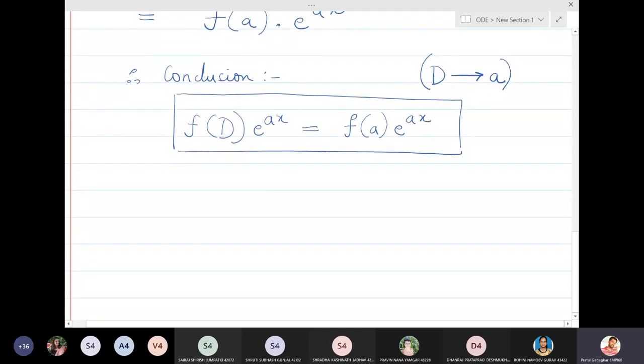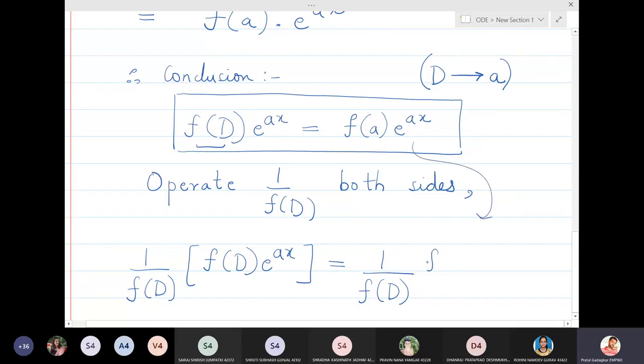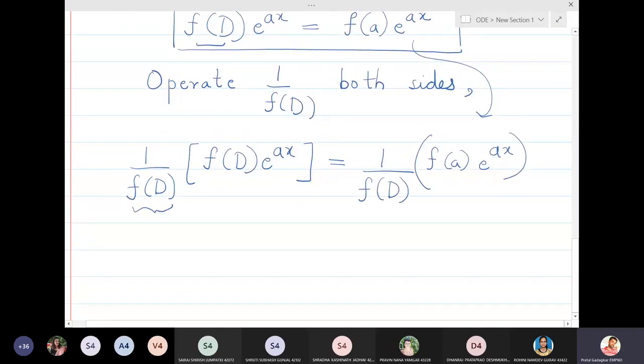Now I will operate 1 upon f of D. What is 1 upon f of D? It is something like an integral operator. f of D is a differential operator and 1 upon f of D is something like an integral operator. So operate 1 over f of D on both sides. This means that 1 upon f of D into f of D e raised to ax is equal to 1 upon f of D times the right hand side, f of a e raised to ax. This is like integral and this is like differential, and they will cancel out each other in some sense, and therefore what will remain is only e raised to ax.